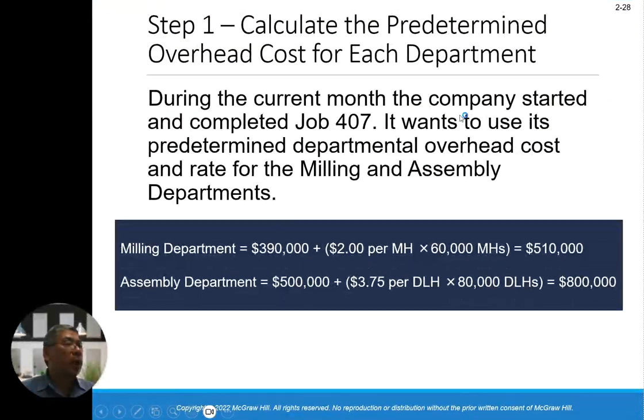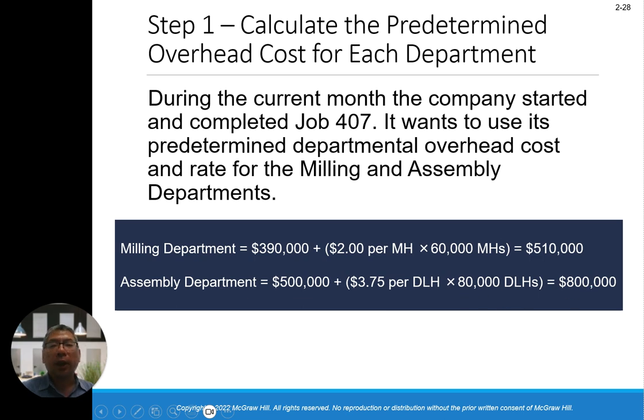Once you do that, you describe step 1. During the month you want to estimate the departmental overhead cost, so for milling you have 390,000 plus 2 times 60,000, and you get 510,000. For assembly we have 500,000 plus 3.75 times 80,000, and you get 800,000.